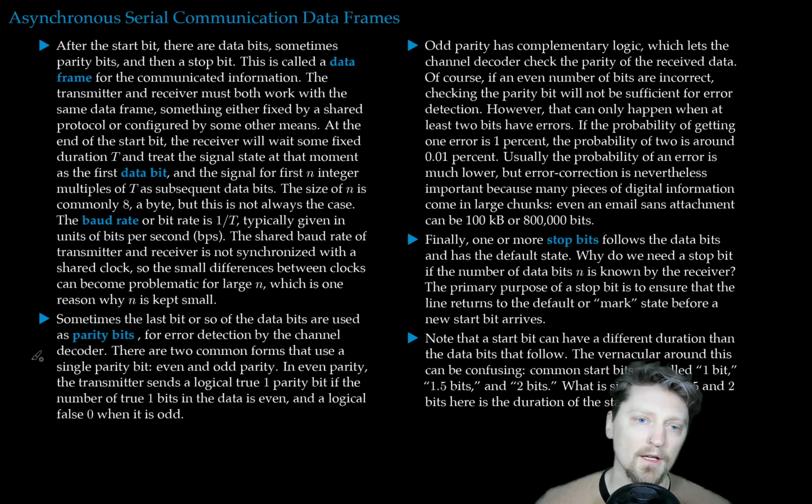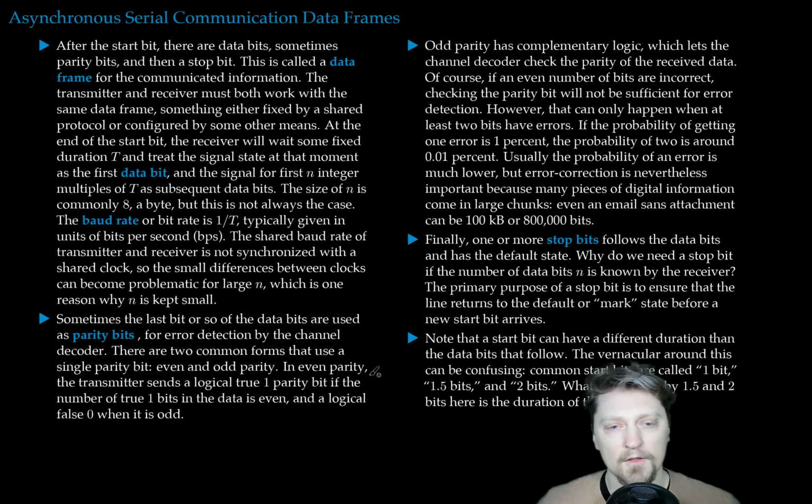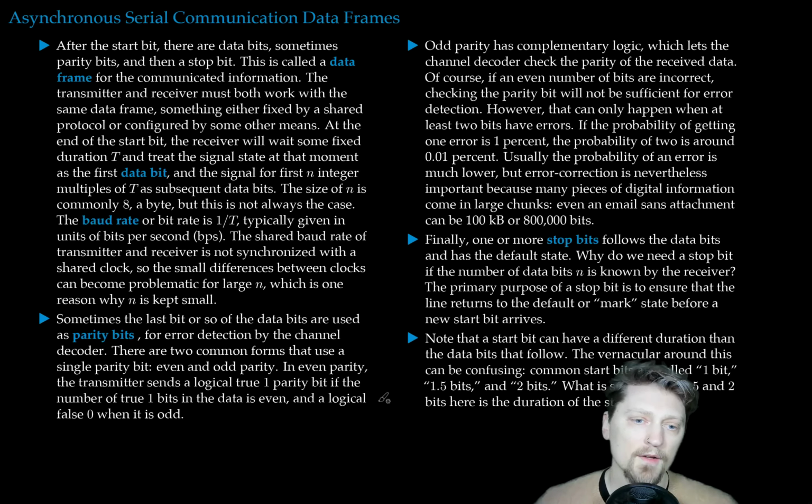by the channel decoder. There are two common forms that use a single parity bit, even and odd parity. In even parity, the transmitter sends a logical true 1 parity bit if the number of true 1 bits in the data is even, and a logical false 0 when it is odd. Odd parity has complementary logic, which lets the channel decoder check the parity of the received data.